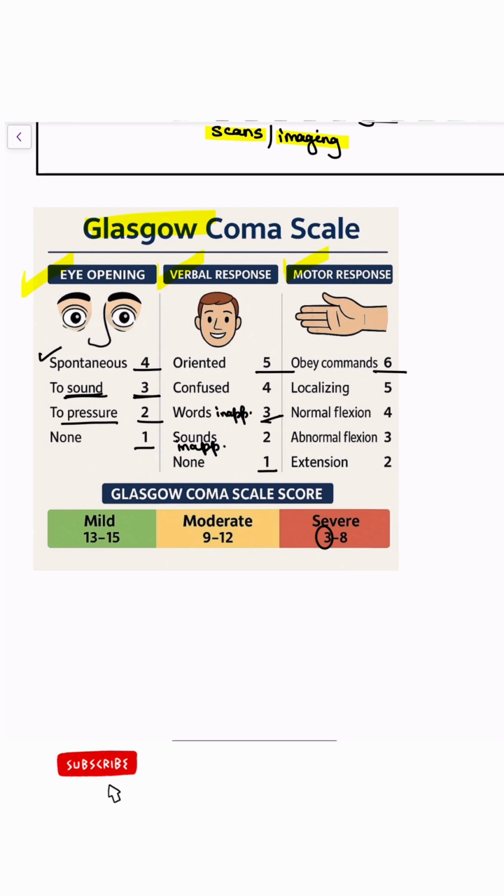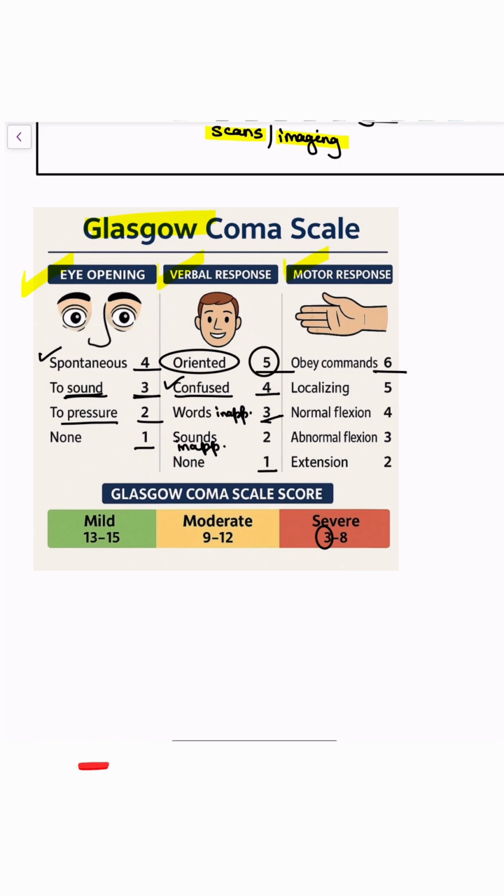And when the patient is confused, it means I ask the question, the patient understands the question and answers the question, but the patient is not oriented to time, place and person. Therefore, we give the score of 4. And when the patient is oriented to time, place and person, we give the score of 5.